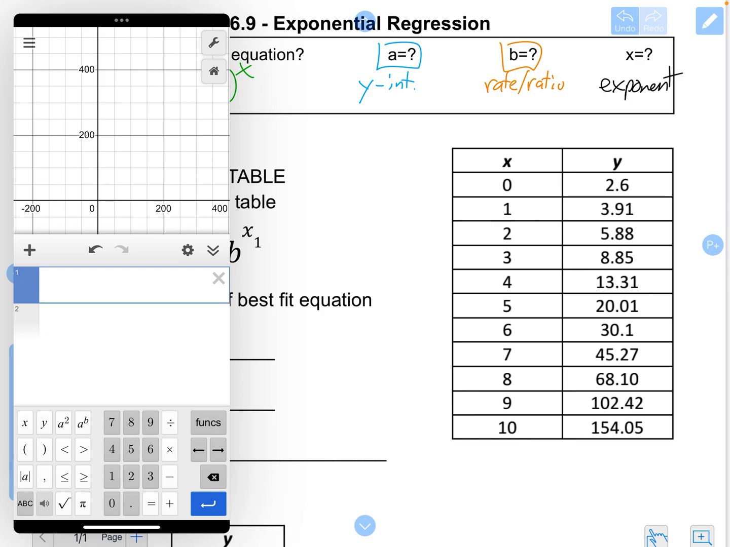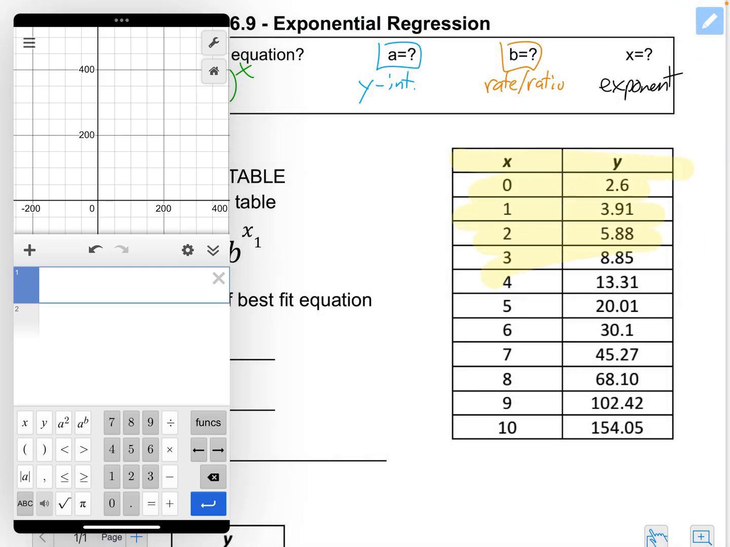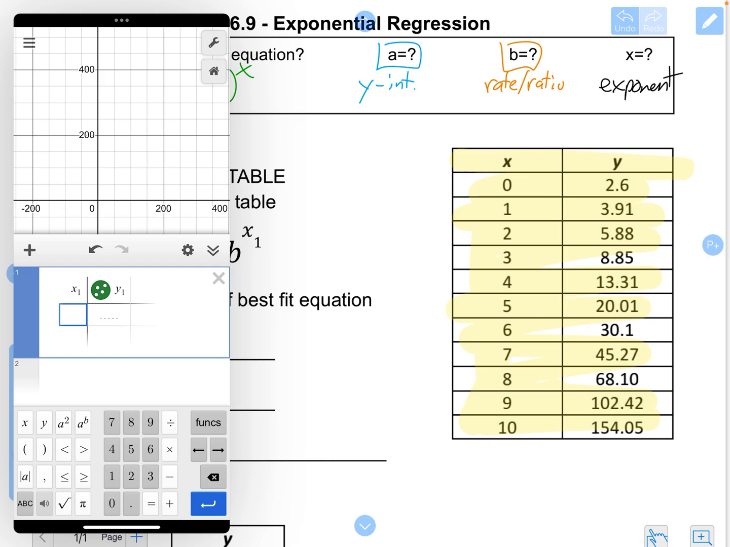So what we want to do is first put in our table. The way that we put a table into Desmos is we hit the plus sign on the left, and then we hit table. And now we simply need to type in all of our values: 3, 4, 5, 8, 9, 10. Nope, that's a decimal. We need a 10. Okay, so I've got those in there.